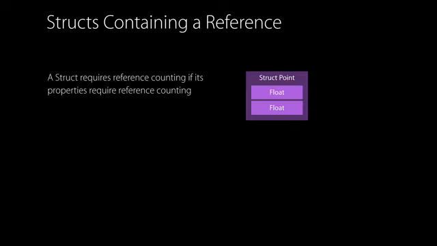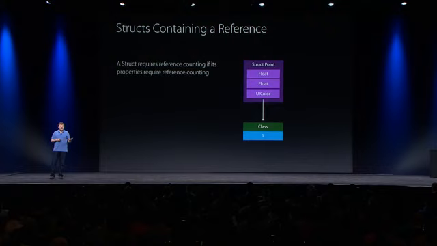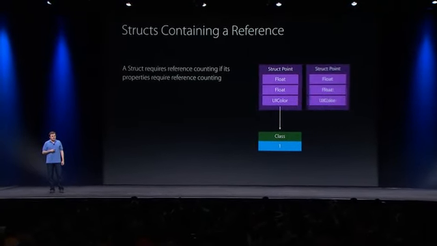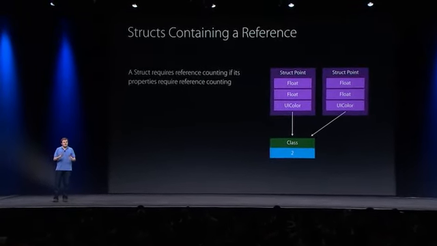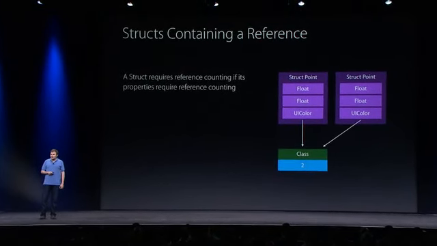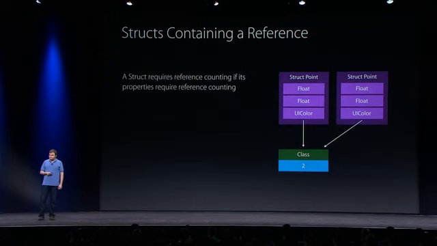But let's say that one day I'm working on my app and I decide that I would like to make each one of my points be drawn a different color. So I add a UIColor property to my struct. Of course, UIColor being a class, this is actually adding a reference to my struct. Now this means that every time I assign this struct, it's equivalent to assigning this UIColor independently of the struct, which means that I have to perform a reference counting modification.